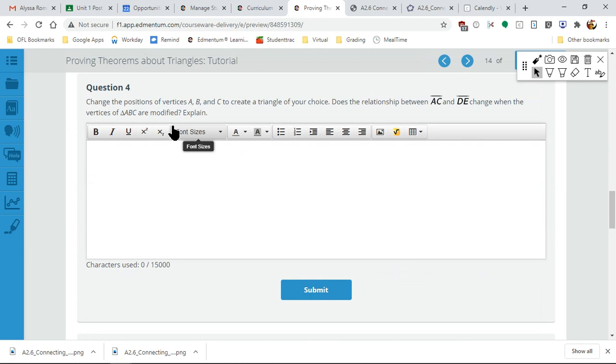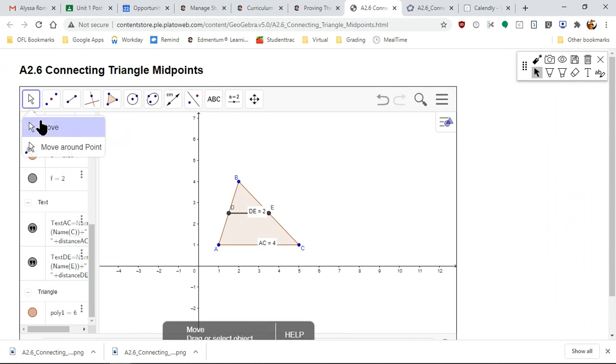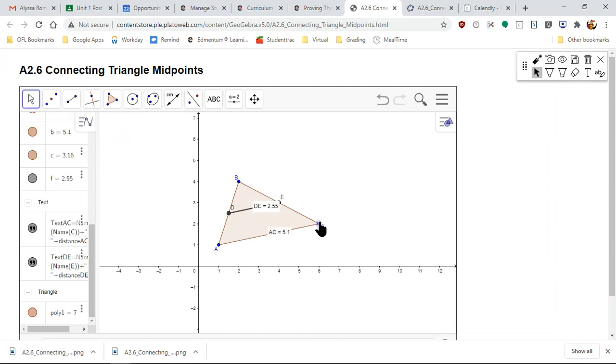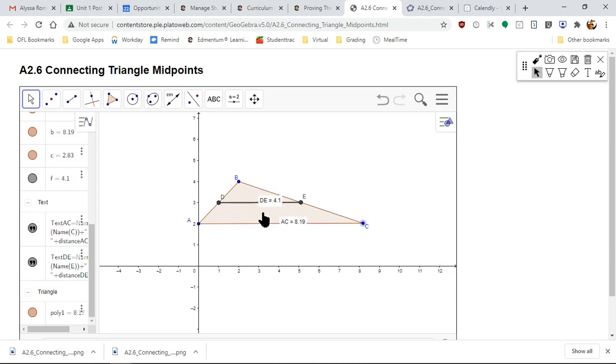Change the positions of vertices A, B, C. So we're going to change the positions of the corners. Vertices just means the corners of the triangle. So what we're going to do is grab this, move this, and we notice that with some exceptions because of round off error, it still stays as half. Even though we change this, it's still half.